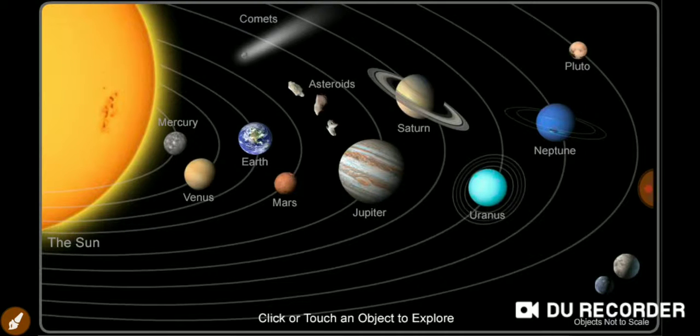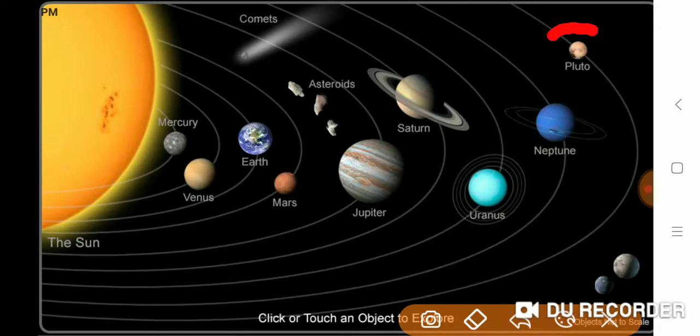The first planet is Mercury. Second planet is Venus. Third is Earth. Fourth is Mars. Then fifth is Jupiter, sixth is Saturn, seventh is Uranus, and eighth is Neptune. Pluto is not a planet anymore. Pluto has been taken out of the solar system.